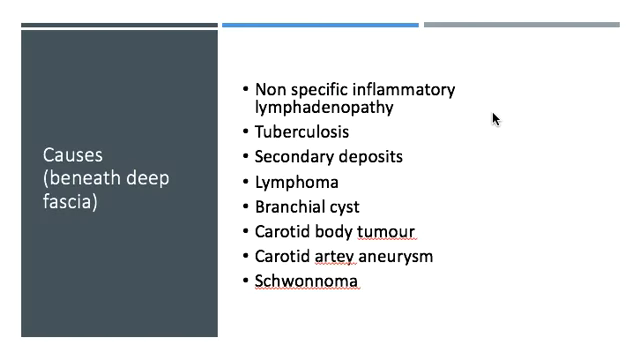And then look at the differential diagnosis of anterior triangle lumps beneath the deep fascia, not a thyroid. So the commonest would be one of the lymph node enlargements, and then the balance. So we'll take one by one. So what is the brief history you're going to take?